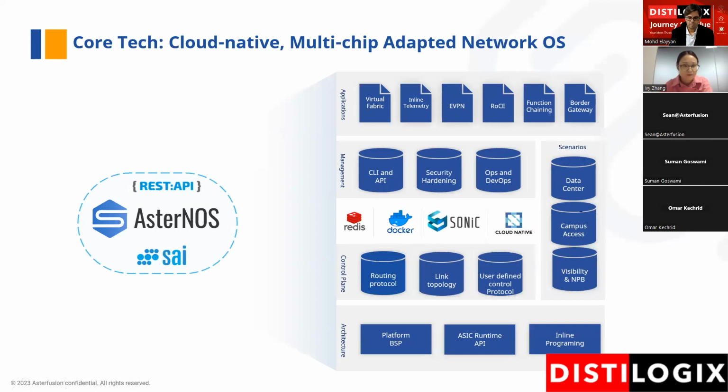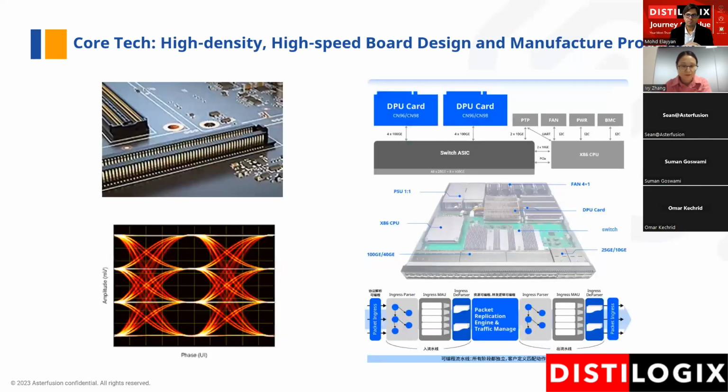The second core technology is our cloud-native multi-chip adapted network operating system, AsterNOS. Different from traditional network operating systems, AsterNOS uses a containerized architecture with Redis DB as a pivot of all the containers. Applications can be easily installed as a container based on customers' demand, and AsterNOS will finish the underlying adaptation to different ASIC vendors. The third technology is high-density, high-speed board designing and manufacturing process.